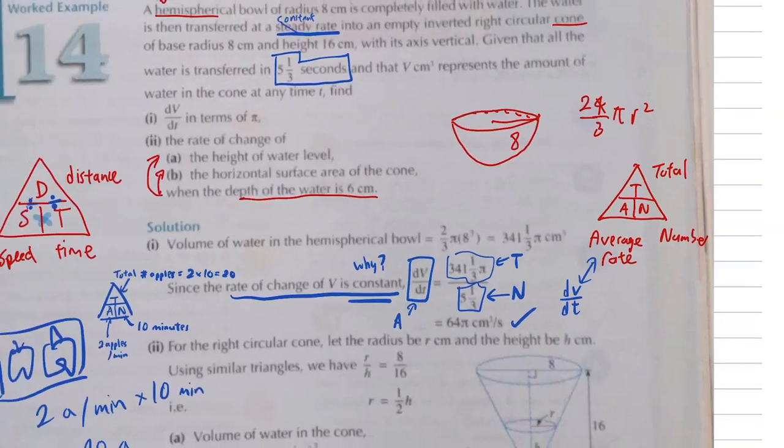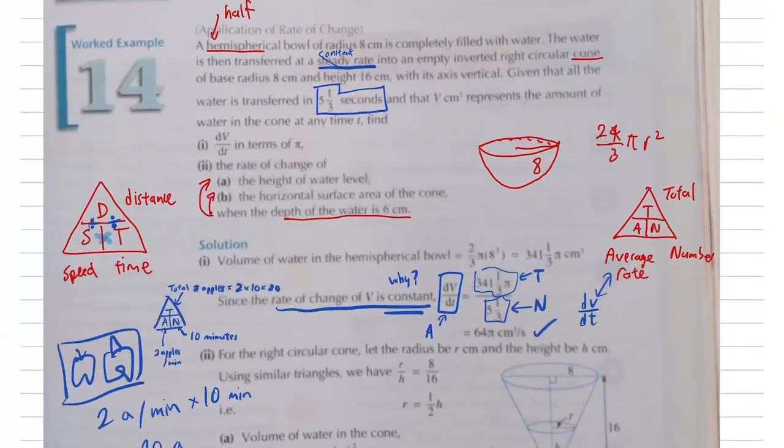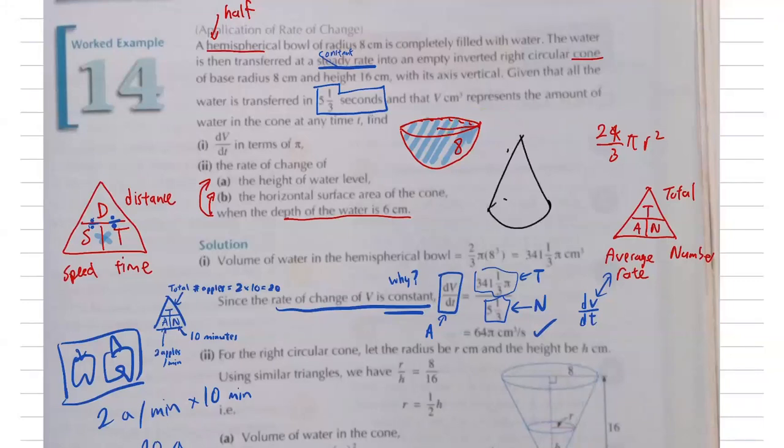Okay, so let's recap what's going on first. We start off with this hemisphere, filled up all the way with water. Water is then transferred at a constant rate into an empty inverted right circular cone. What does that mean? Once you read this, please draw a cone. Like this, right? But here they say inverted. Inverted means terbalik, flip it upside down.